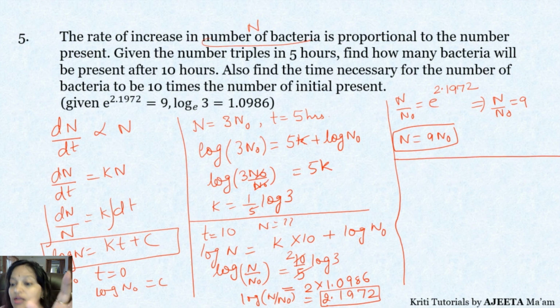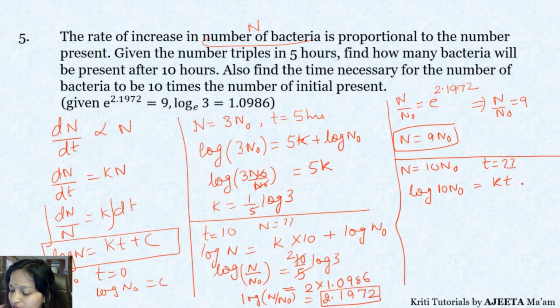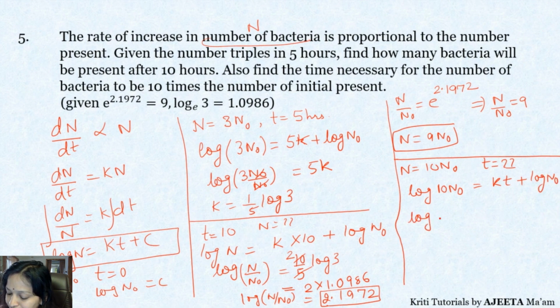Now let's do the last part. The time necessary for the number of bacteria to be 10 times the initial. So your number has to be 10 times the initial. You have to find t. So log 10n0 is equal to kt plus log n0. Let's put the values; k's value we'll put later on. So log of 10n0 by n0 is equal to k. What is the value of k? 1 by 5 log 3 into t. This is what we are getting.